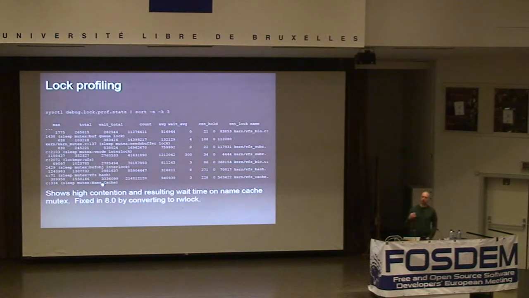It was actually doing a lot of operations. This was required every time something tried to stat a file or tried to resolve a name cache entry. We were able to just convert this to a read-write lock, and most of the operations can now be held with a reader lock instead of acquiring an exclusive lock. And so in 8.0, we fixed this, and some workloads are now seeing 20% performance increases from this.